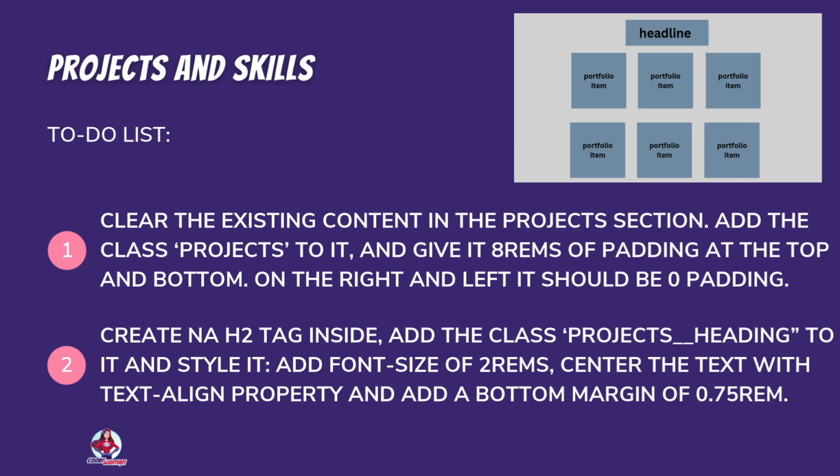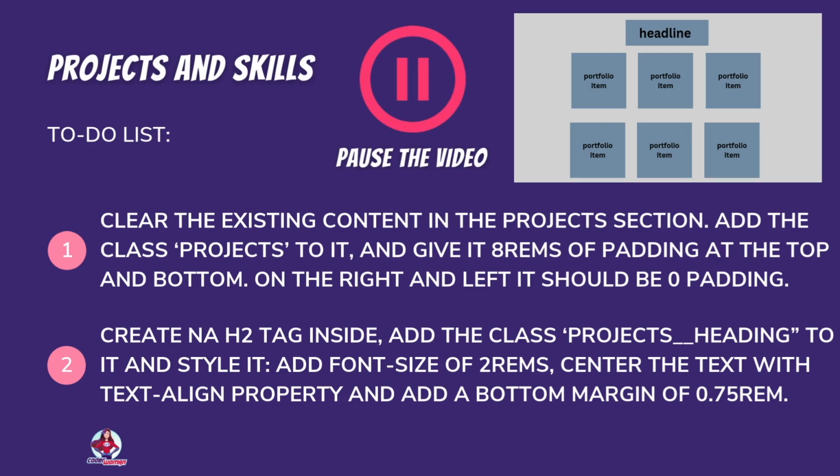Next, create an H2 tag inside the section with the content projects. Add the class projects heading to it and style it like the About Me heading. Adding a font size of 2 rems, centering the text using the text align property, and adding a bottom margin of 0.75 rem. Are you ready to try? Pause the video, do the coding, and then come back.